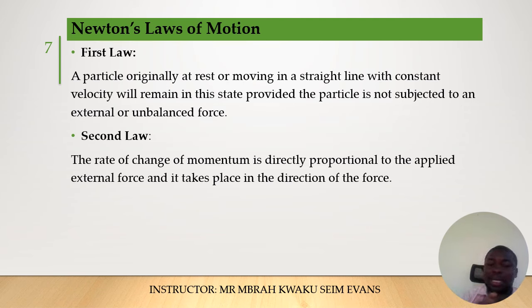The second law is saying that the rate of change in momentum, so momentum is changing with time. We have the final momentum and the initial momentum, and it's changing with time. So the rate of change of momentum is directly proportional to the force applied, and it takes place in the direction of the force. It means that force is equal to mv minus mu all over t.